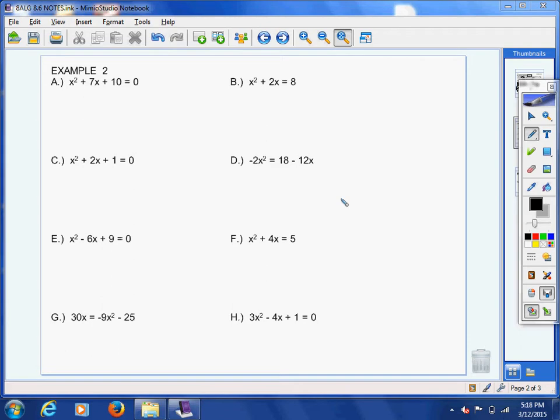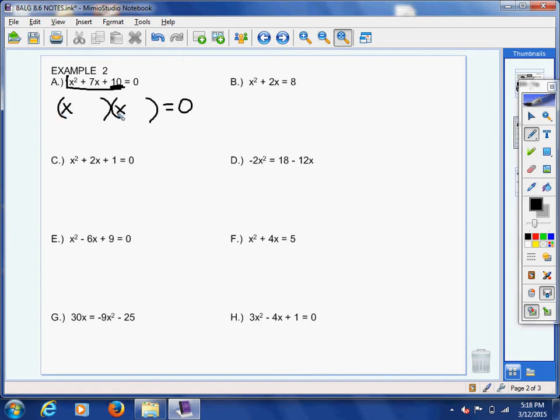So let's start with example A. This is what I would call a very, very easy trinomial. I remember I used that wording with you in class. An easy trinomial is a trinomial that has a 1 out in front, a coefficient of 1, okay? So when I factor it, I can just focus on the back end numbers. What are factors of 10 that add up to be 7?